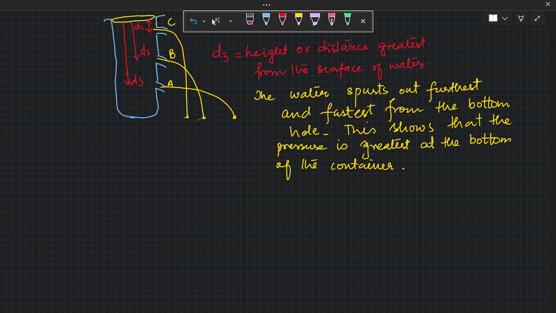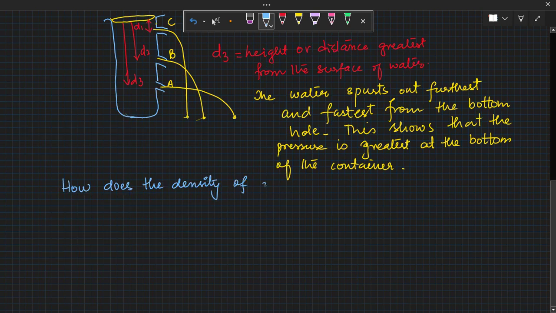Okay. Now we are on pressure, and we're going to talk about how the density of a liquid affects the pressure it exerts.